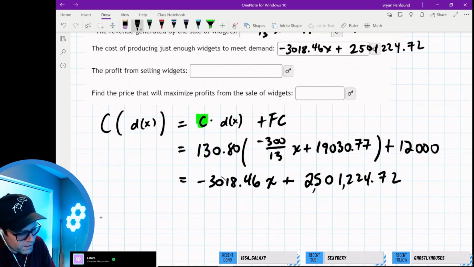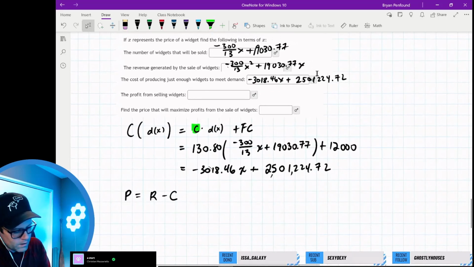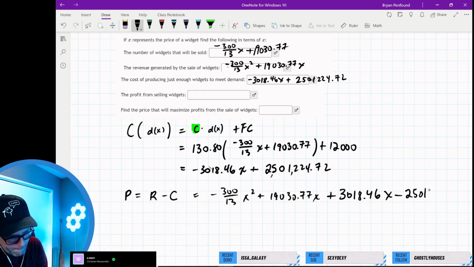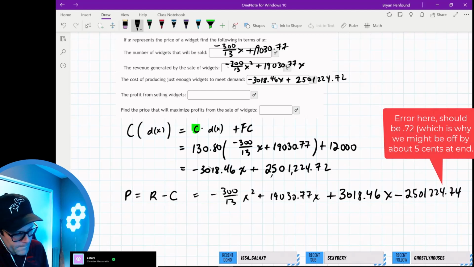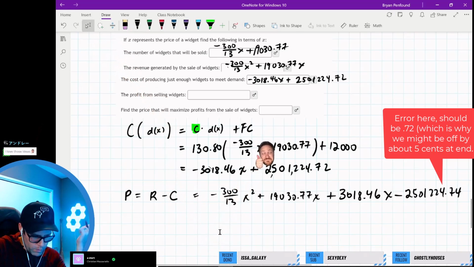The profit function. Profit is revenue minus costs. We have the cost function, we have the revenue function, so we can subtract them. So the revenue function is this. We need to subtract the cost, so we're going to add 3018.46x and subtract this really big number. I mean, that should be the profit function. We can maybe simplify this a touch if we want to.